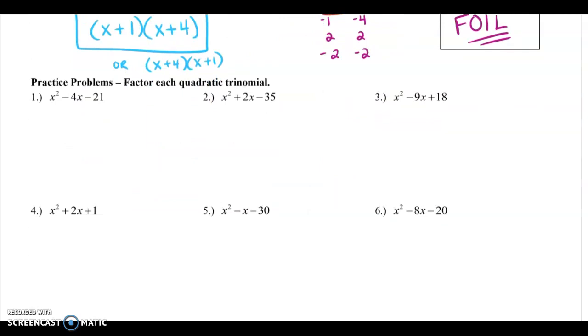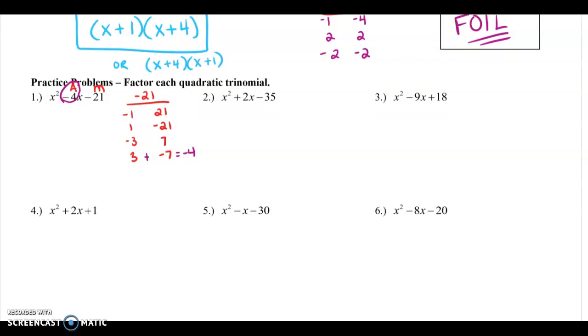So we're going to factor these trinomials. I like to call it the add multiply method. I need two numbers that multiply to -21, which means one of them has to be positive and one of them has to be negative. So that would be -1 and +21, or +1 and -21, or -3 and +7, or +3 and -7. Now I'm looking for the pair that adds to -4. So the bottom pair is the pair that adds to -4.